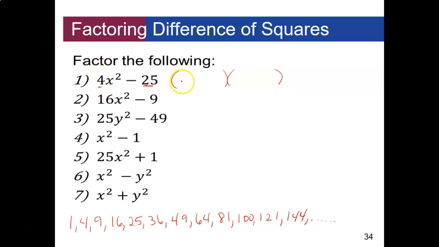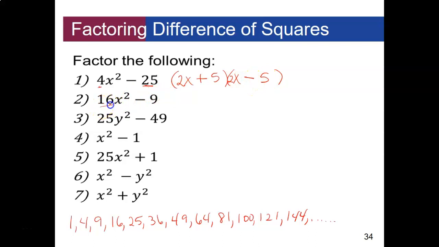So the square root of 4 is 2. And then the square root of x squared would just be x. The square root of 25 is 5. And with the difference of squares, you're always going to have a positive and a negative. And I didn't put my 2 here. Okay, this would be 2x plus 5 and 2x minus 5.